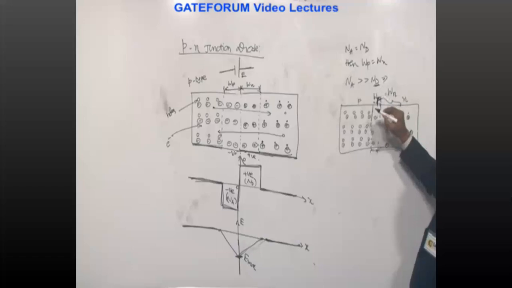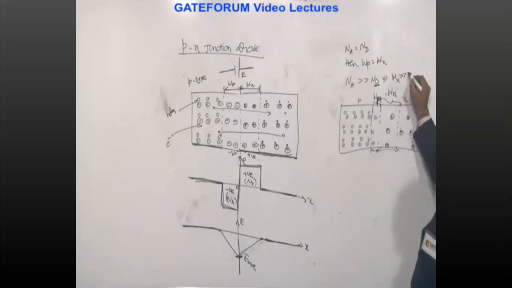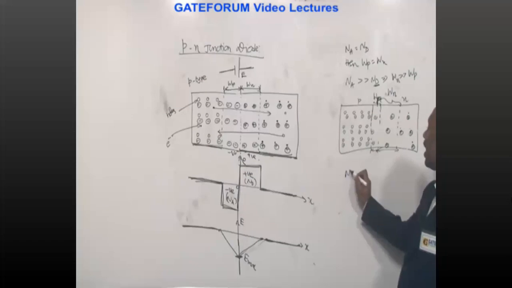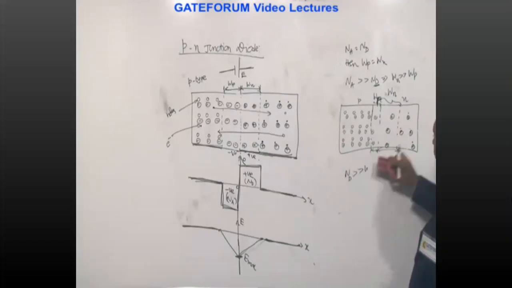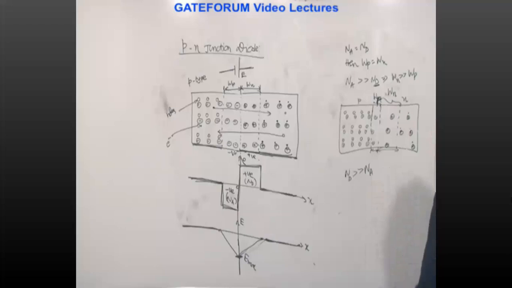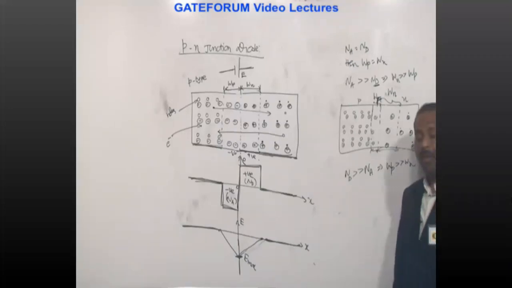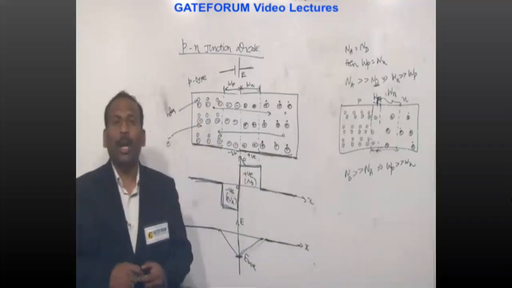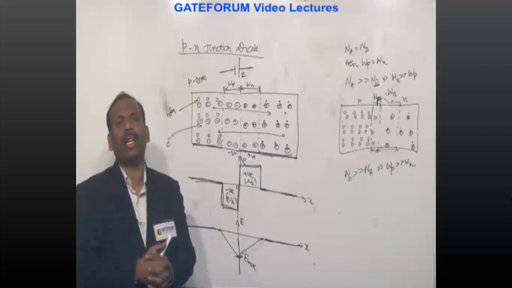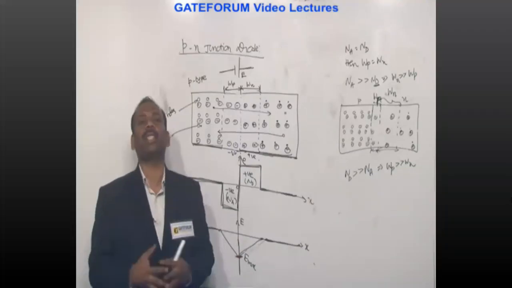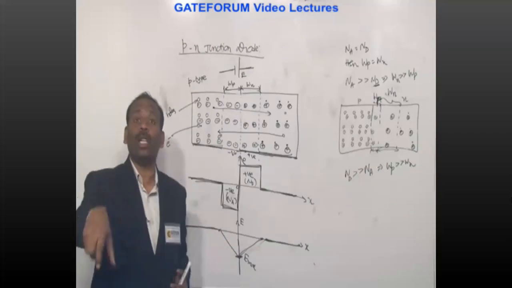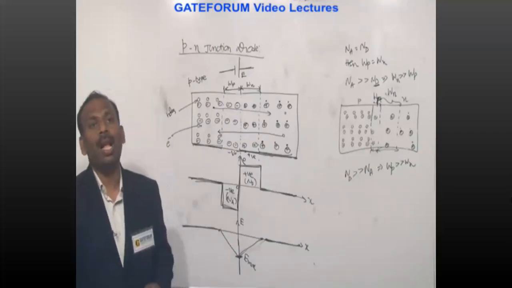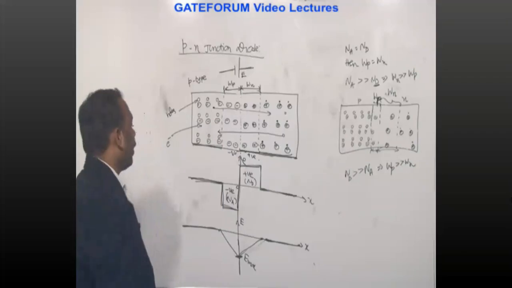If Na is far far greater than Nd, then WN is far far greater than WP. Similarly, if Nd is far far greater than Na, then WP is far far greater than WN. So the final conclusion is, if doping is equal for the P-type and N-type semiconductor, that is donor and acceptor impurities are equally added, then the width of the depletion layer on the N-side and P-side is equal, else the depletion layer will penetrate more into the lightly doped region. Clear that point? The next one.